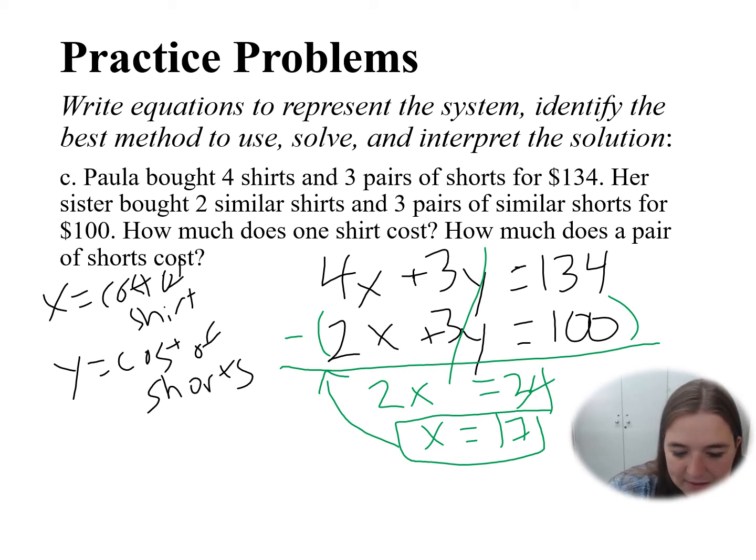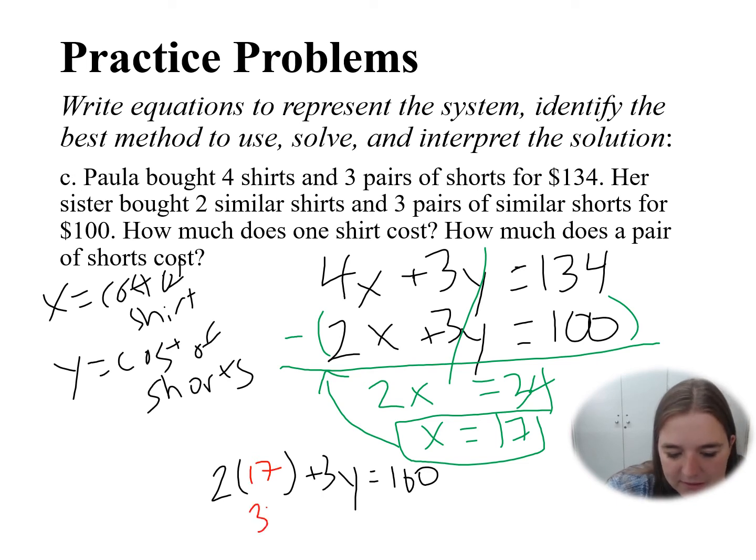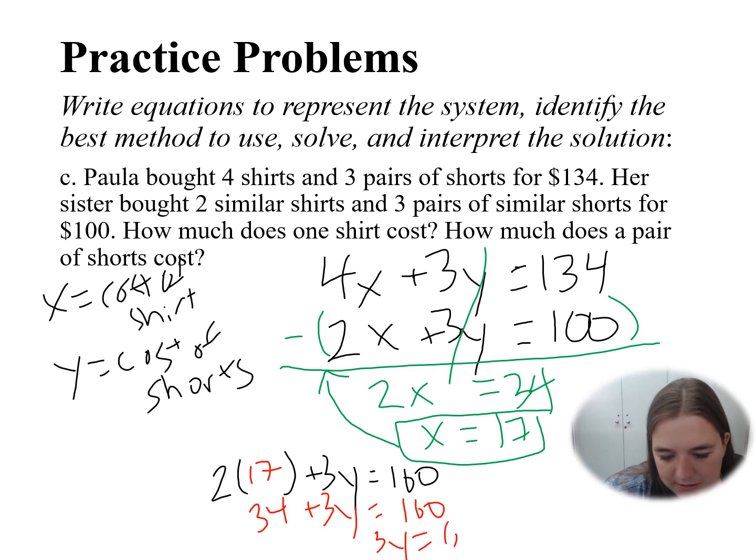If I plug it back into the original equation, I have 2 times my x value plus 3y equals 100. Well, my x value was 17. So 2 times 17 is 34, plus 3y equals 100. If I subtract 34 from both sides, I get 3y equals 66. So I find out that y is 22.